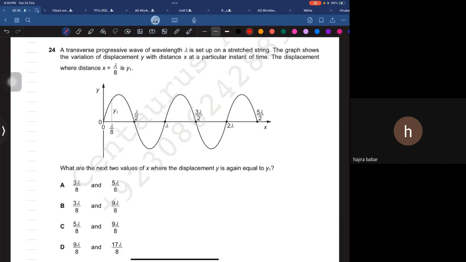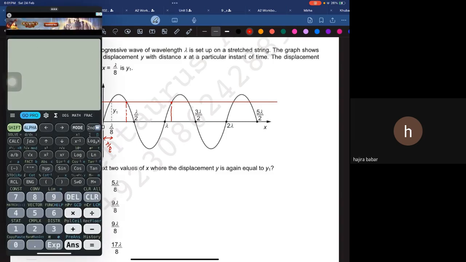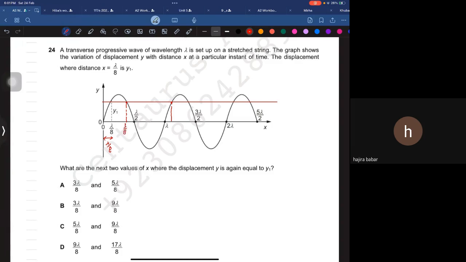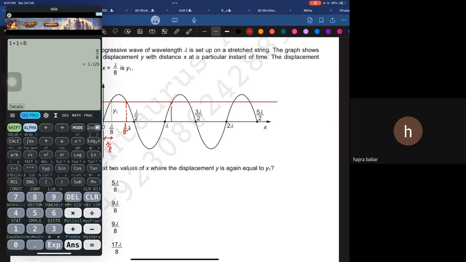If you ever get a question where you want to find the same displacement, you should take your ruler and just draw a horizontal line. When you draw a horizontal line, it will give you this point. So you will have the same displacement at this point, and the next time you will have the same displacement is at this point. Obviously, the distance we've got to go, the difference, is lambda by 8. So lambda by 2 minus lambda by 8 will bring you backwards. So half minus 1 by 8 gives you 3 by 8. So this is 3 by 8 lambda, and this is lambda plus 1 by 8. So 1 plus 1 by 8 is 9 by 8.